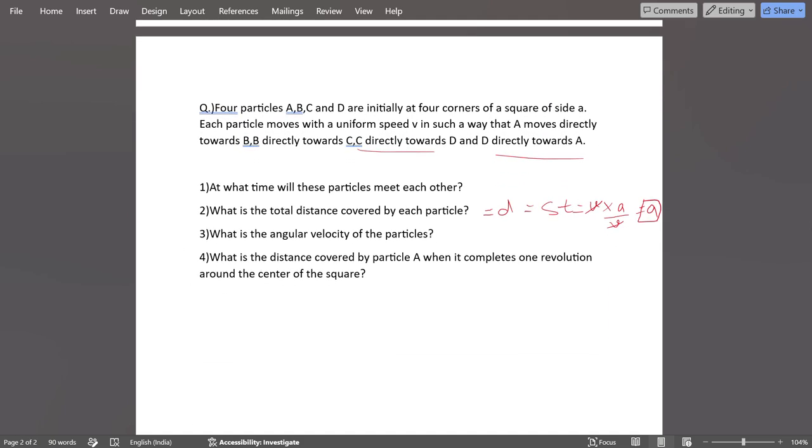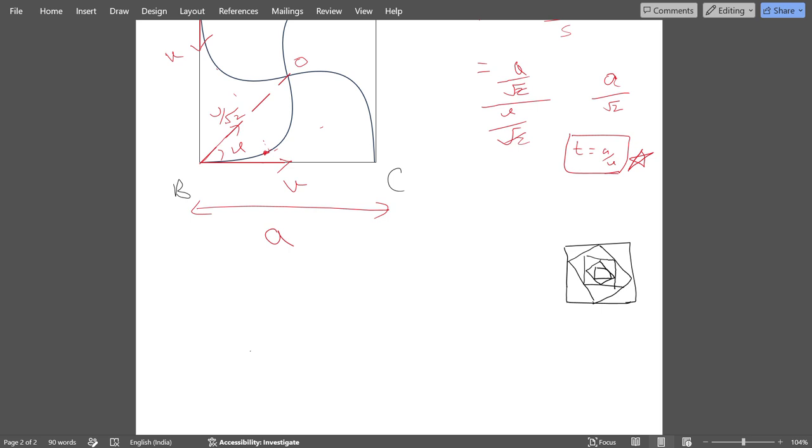What is the angular velocity of the particles? Now they are asking the angular velocity. Okay, I can tell the angular velocity by two methods. First, okay, note one thing, that the direction of velocity of C is perpendicular to the direction of velocity of B, relative to B.